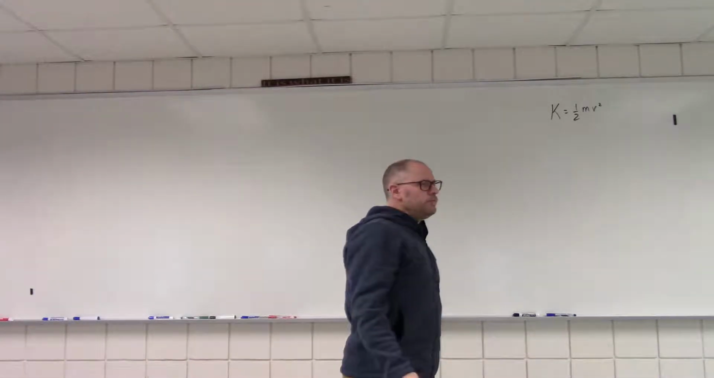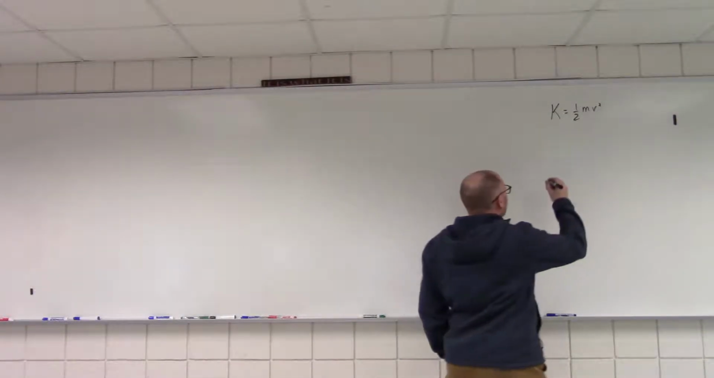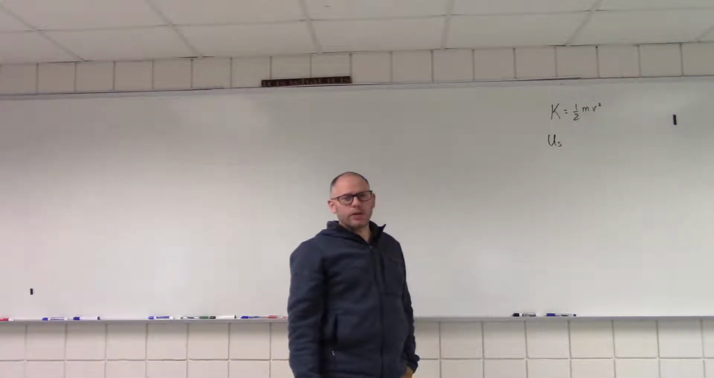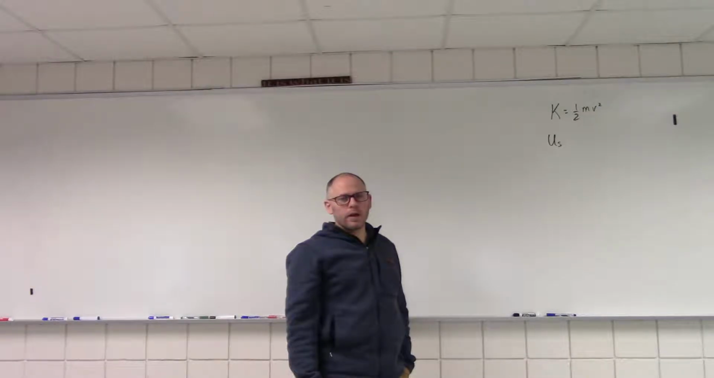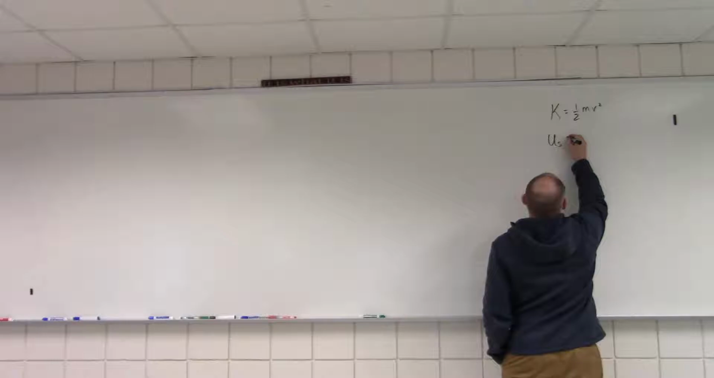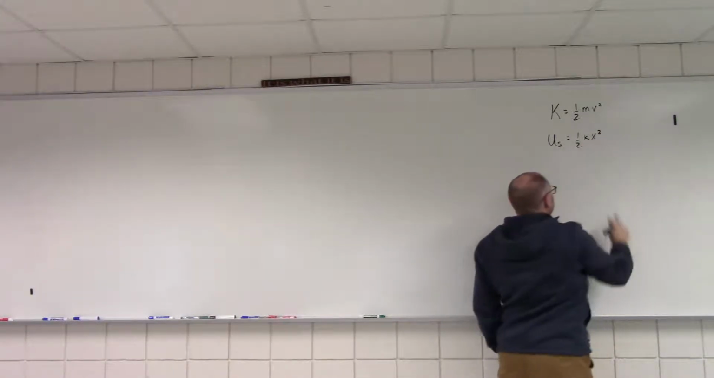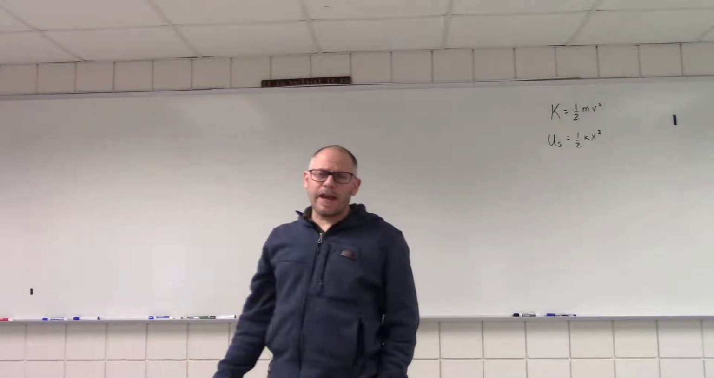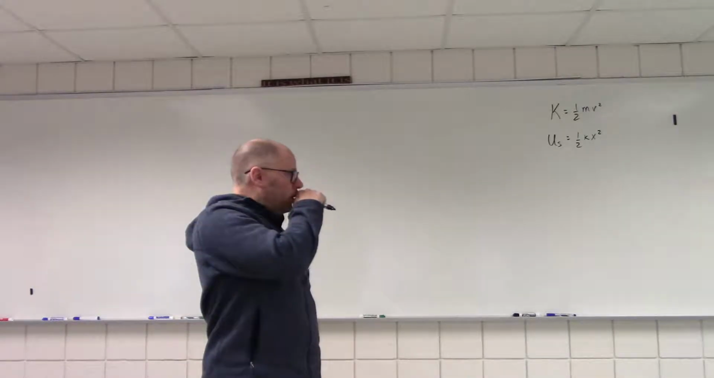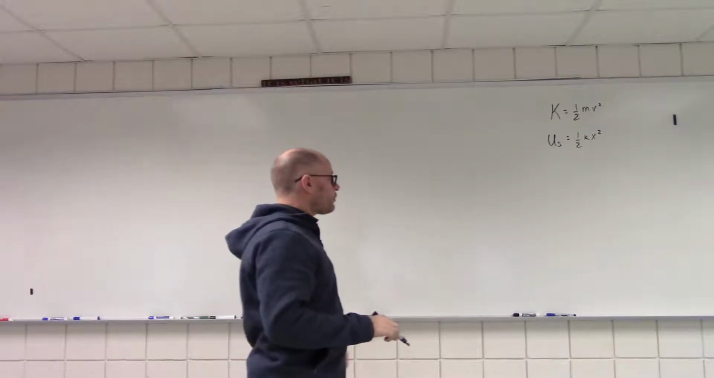If you want to figure out how much elastic energy is stored in a spring or a rubber band, we call that elastic potential energy. We use U for potential energy and S for spring, and that's equal to 1/2 kx squared, where k is the spring constant and x is either the stretch distance or the compression distance, depending on whether you're stretching or compressing a spring.